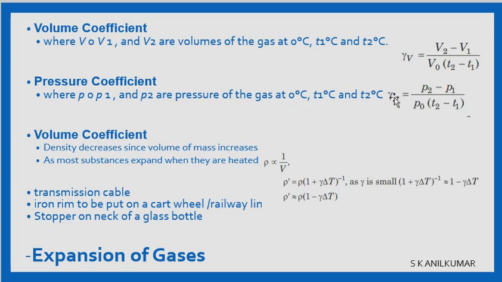So the pressure coefficient gamma P is P2 minus P1 by P0 into T2 minus T1, where T1 and T2 are the different temperatures. Volume coefficient is V2 minus V1 by V0 into T2 minus T1.